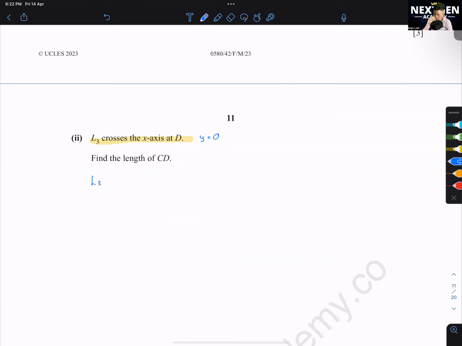So just now, what's our equation of L3? y equals 2x minus 1. We want to find D first. Because they say crosses the x-axis, therefore my y is equal to 0. So 0 equals 2x minus 1. x will be equal to 1 over 2. So this is my D value. My D point is (1/2, 0). C is (2, 3).